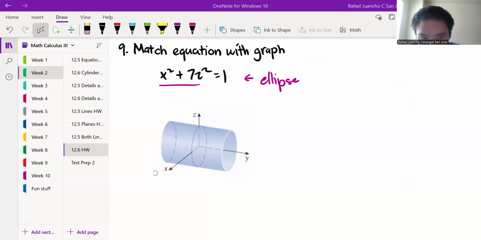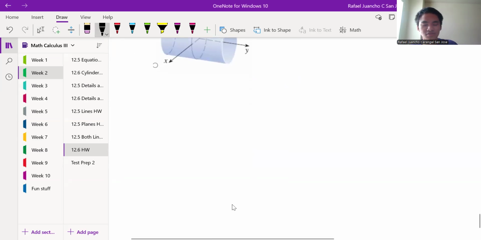Hmm, the other one's revolving around the x-axis. I can't tell, so I would have to say it's that. Yeah, it's revolving around the y-axis. Yep, it's just not drawn to scale. Let's see if we got it. Nice. Okay, number 10. Here's where it gets interesting.